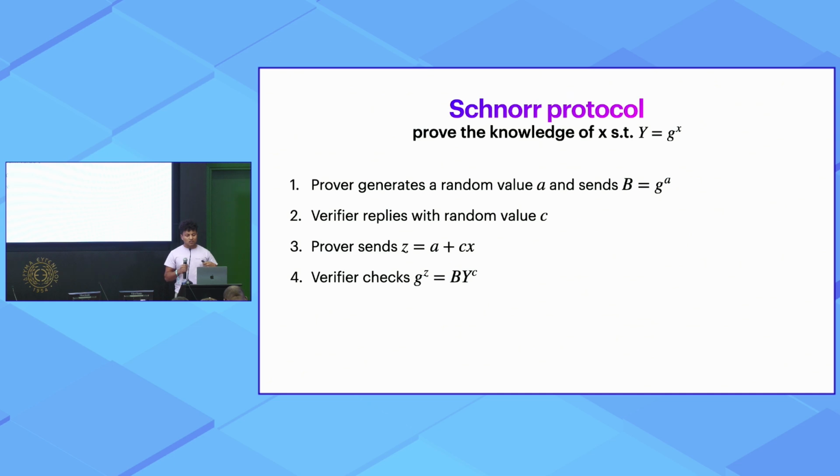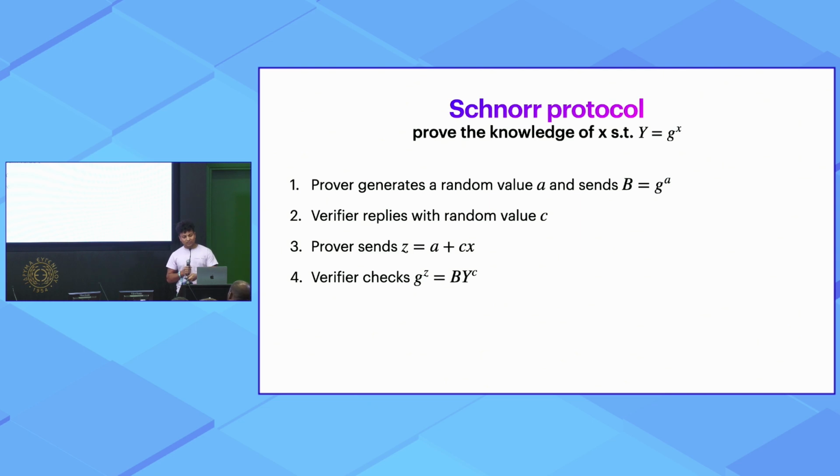In the interactive version, the prover itself generates a random value a, and sends b equals g to the power a. After that, the verifier replies with a random value c. The prover then sends z equals a plus cx, and then the verifier can check this locally. Most of you are probably familiar with this.